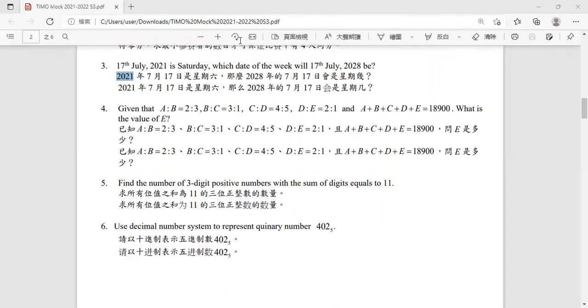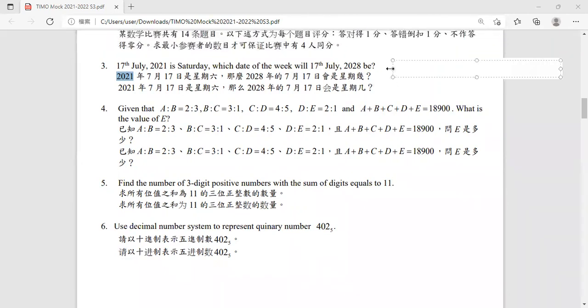Actually, you can do something like this, because for a normal year, there are 52 weeks and 1 day. For a leap year, there are 52 weeks and 2 days. You just add how many days there are, how many leap years there are. Because it is the 7th of July, you have already passed the 28th of February, so you can count from next year.